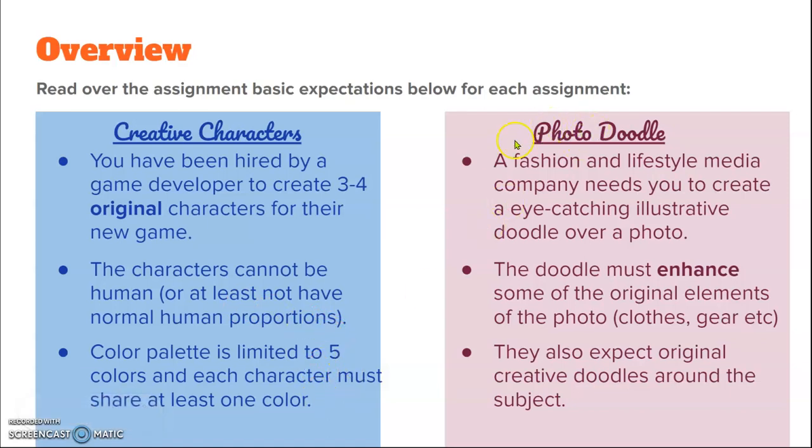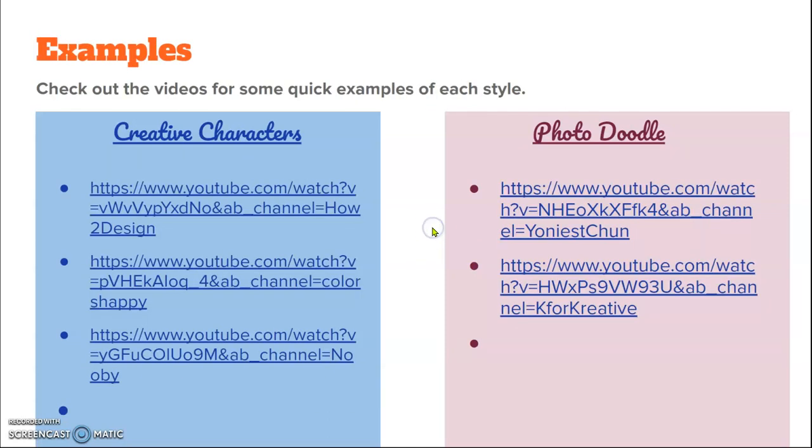If you want to do the photo doodle one, the whole concept here is that you are illustrating over top of a digital photo, and the doodle must enhance some of the original elements of the photo, like clothing, gear, glasses, hats, stuff like that. And then the expectation is that you're going to add some more stuff on top of that as well. So those are basically the two starting points for you.